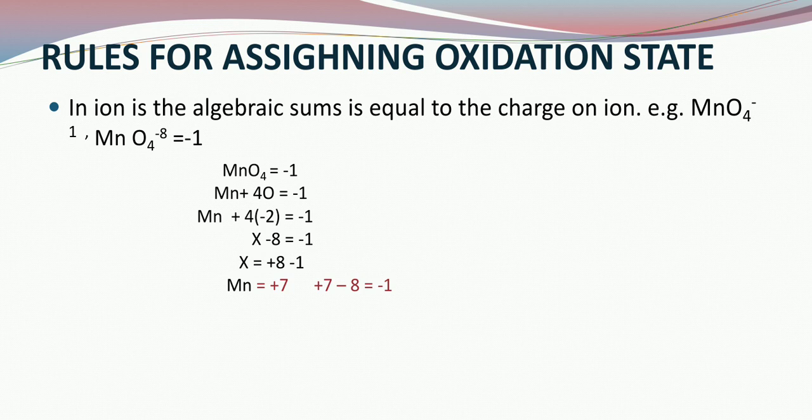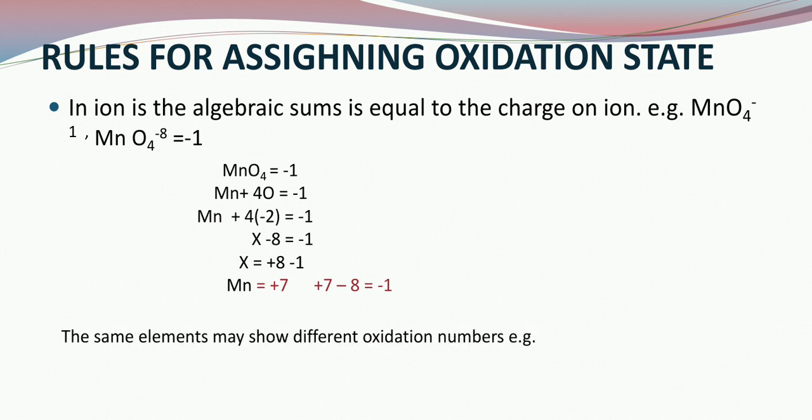Oxidation state of oxygen in permanganate is -8. +7 -8 is equal to -1. So our algebraic sum becomes equal to -1. So for a neutral molecule, the algebraic sum becomes equal to 0, whereas for an ion, the algebraic sum is equal to the charge on the ion.